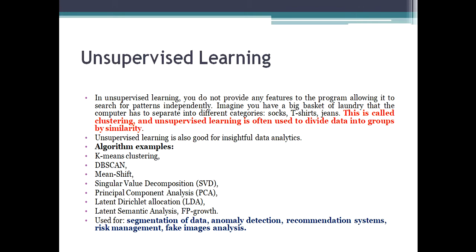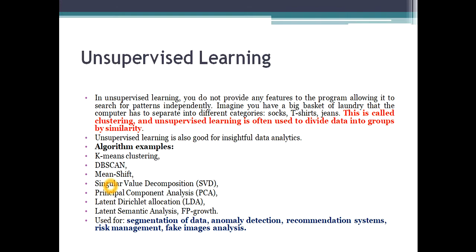This clustering is a kind of unsupervised learning and is often used to divide the data into different groups on the basis of similarity. Obviously, all socks will show one kind of similarity. Similarly, t-shirts will show a different similarity, a second type of similarity. Then jeans will show a different, third type of similarity. So based on the similarity, you can divide that. So that is clustering.